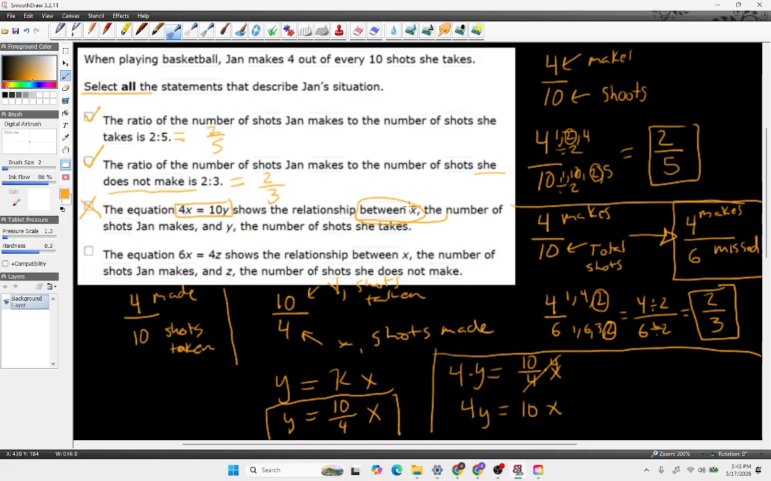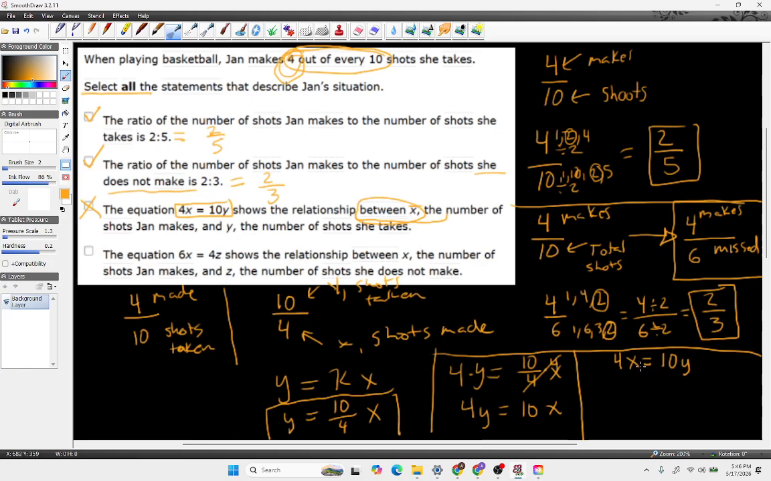The other way I could also check is just plug in a pair and see if it comes out to be a true statement, right? That's another way we could do it when we get an equation that doesn't look like what we're used to. 4x equals 10y. Let's plug in our value for x, which they have specified is the number of shots she makes. So in this situation, it would be 4. So let's write the equation they gave us in this possible answer choice, and let's see if it comes out to be true. If it does, that means I did something wrong in this last step. If it doesn't, that further confirms that this is not a true statement.